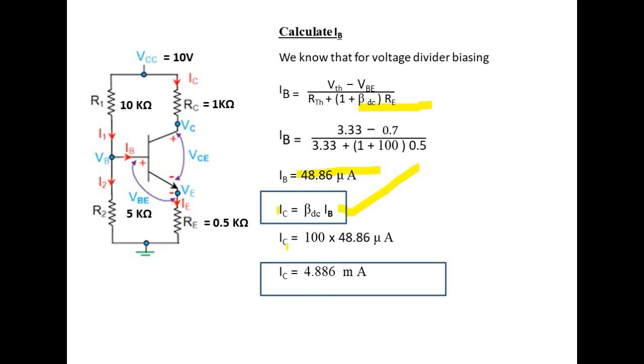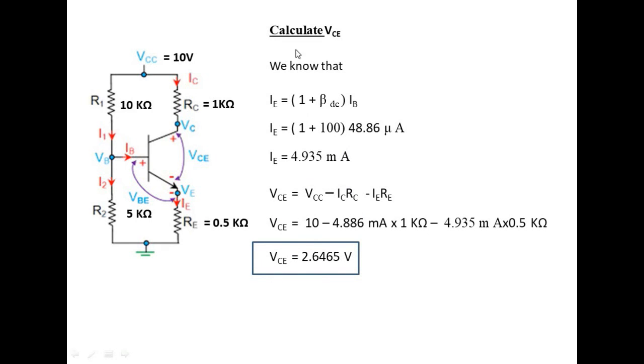We can also calculate IC with the help of beta DC into IB. So we have got IC is equal to 100 into 48.86 microampere. So we have got IC as 4.886 milliampere. Now we have to calculate VCE. We know that IE is equal to (1 plus beta DC) into IB. So we have got IE as 101 into 48.86 microampere. After calculation, we have got IE as 4.935 milliampere.